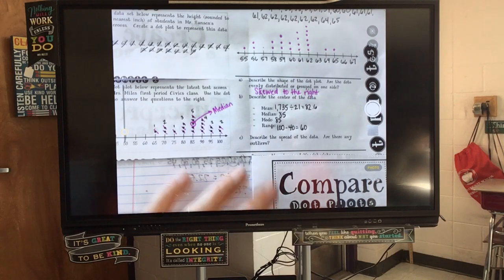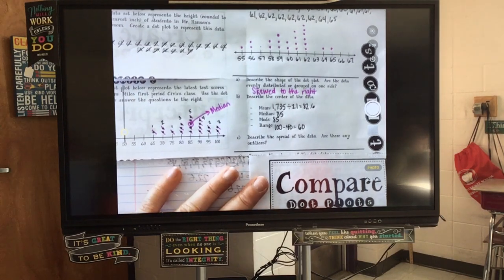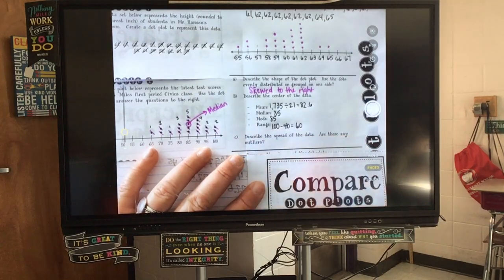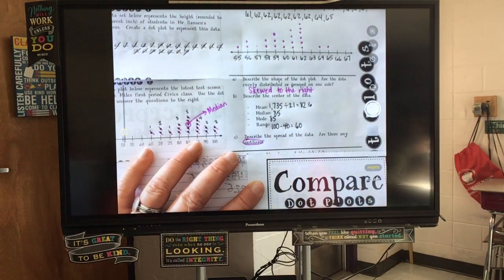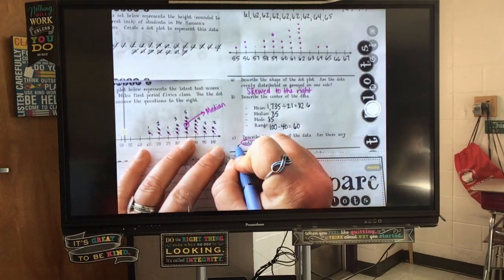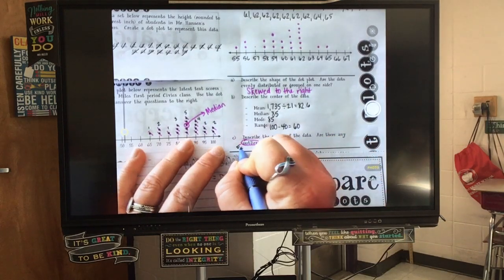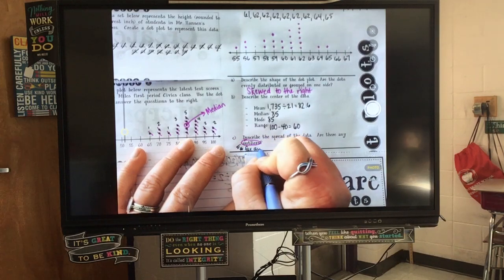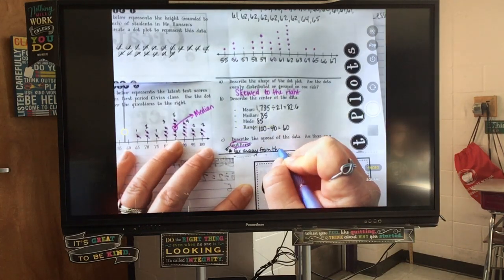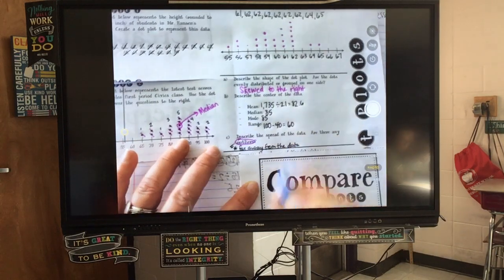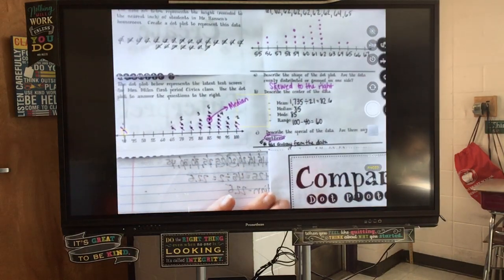All right, so it says describe the spread of the data. Are there any outliers? So, how many of you guys have heard this word before, outliers? Okay, an outlier is a number far away from the data. So we do have an outlier, don't we?